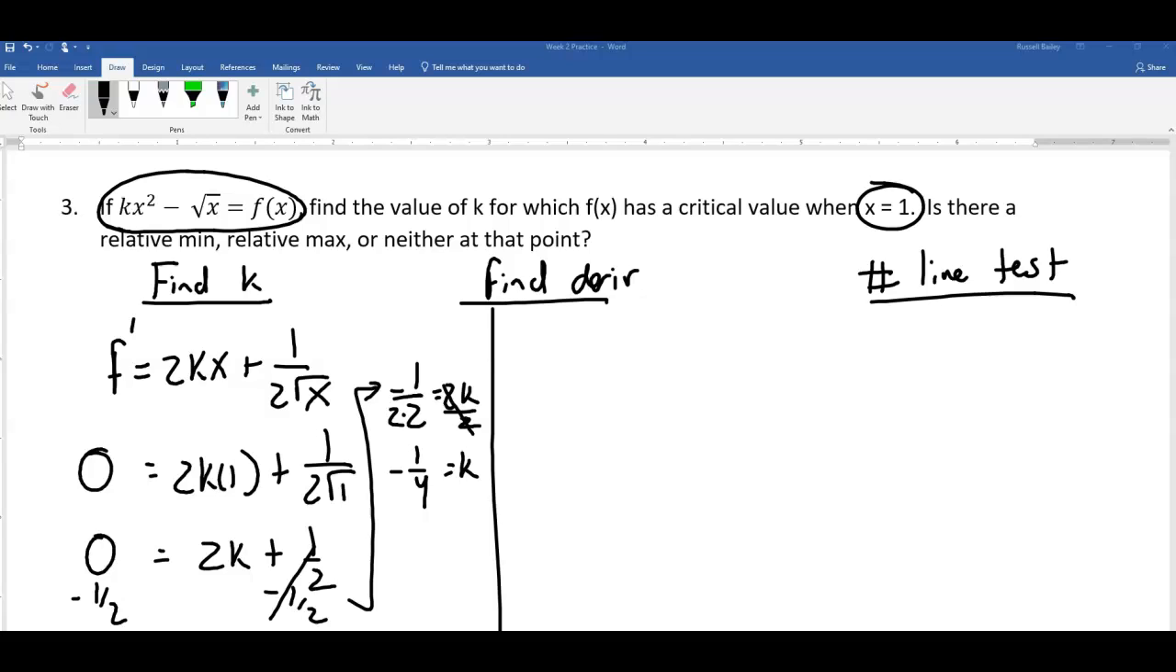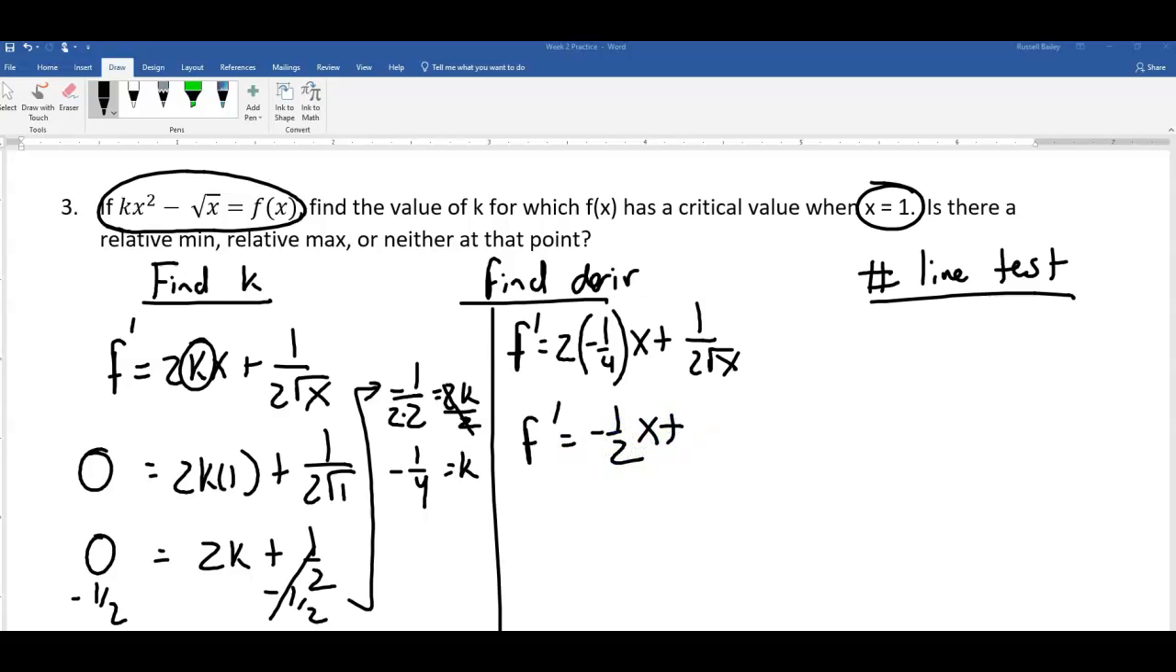Alright, next thing I'm going to do is come back to our derivative formula now. I'm going to plug the k that I just found in there. So f prime is equal to 2 times negative 1/4 x plus 1 over 2 square root of x. 2 times a negative 1/4 is a negative half. You can leave it right there. So there's my derivative. So we found our k, we found our derivative, now we're ready for our number line test.